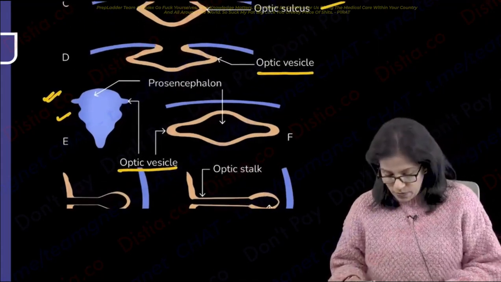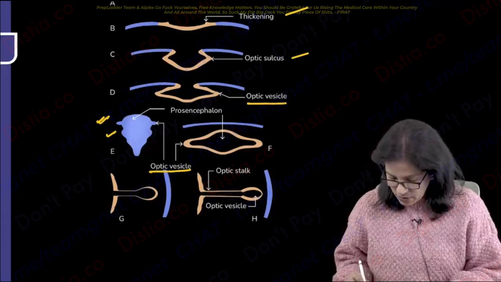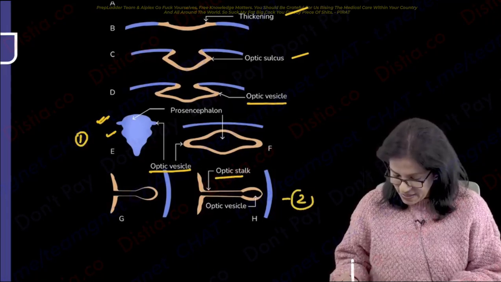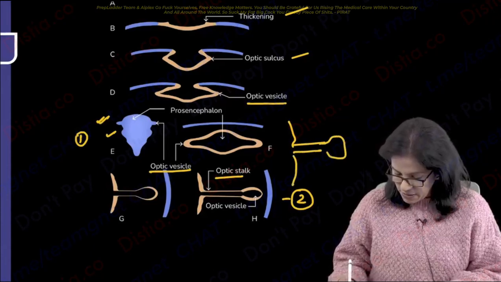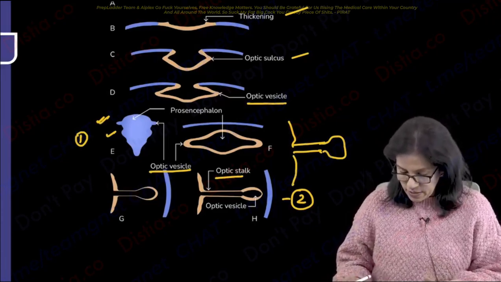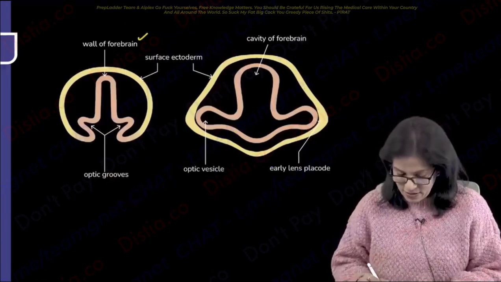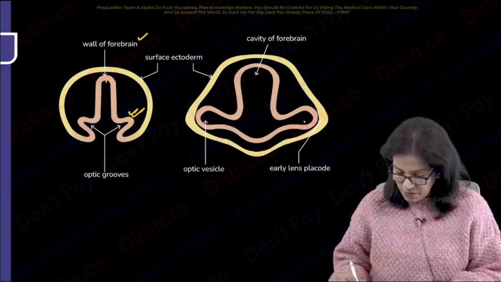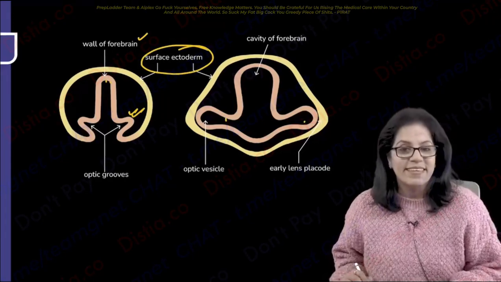Easy? Now, slowly it is going to form what? Optic stalk. So this is the optic stalk. So next diagram, first you draw this, second you draw this one. This is the optic stalk and this is your optic vesicle. Now optic stalk and optic vesicle, let's look here more, you'll understand better. This was the wall of the forebrain. Sorry, this one, right? And this is where the optic vesicles are being formed. What is outside is your surface ectoderm.